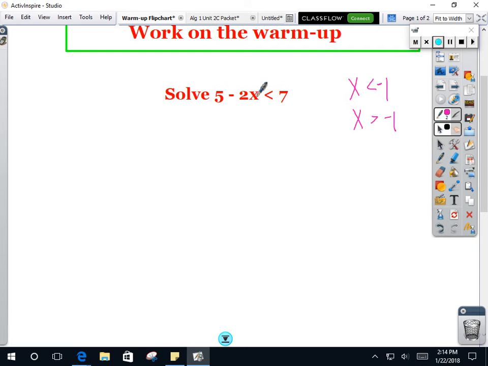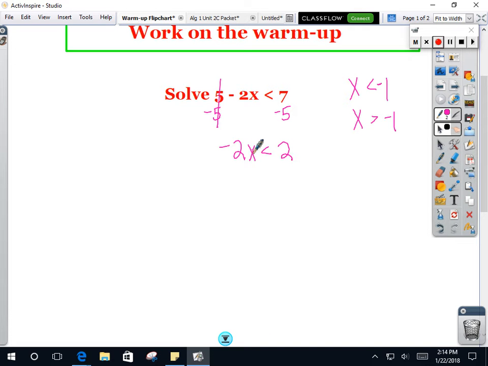We need to solve and get x by itself. This is a positive 5, so we start by subtracting it so it'll cancel. 5 minus 5 is 0. Whatever you do to one side, you do to the other. Now you bring down the negative 2x, bring down the less than sign, and 7 minus 5 is 2.